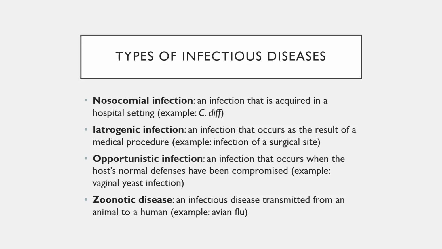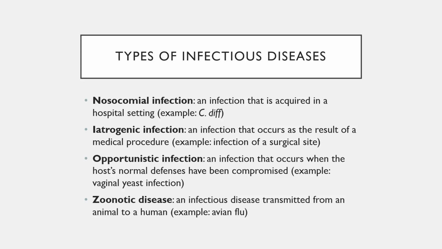Opportunistic infections are infections that occur when the host's normal immune system defenses have been compromised. For example, a vaginal yeast infection would be considered an opportunistic infection if it arises after broad-spectrum treatment with antibiotics, which leaves the vaginal canal devoid of bacteria that are able to compete with the yeasts that are normally found in that area. And therefore, the yeasts are able to take the opportunity to proliferate.